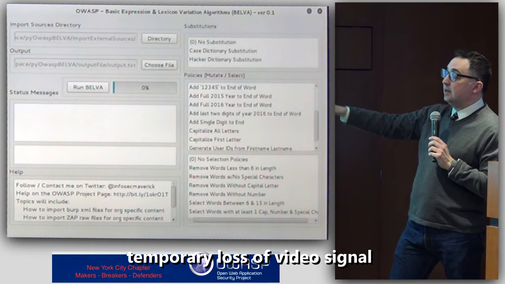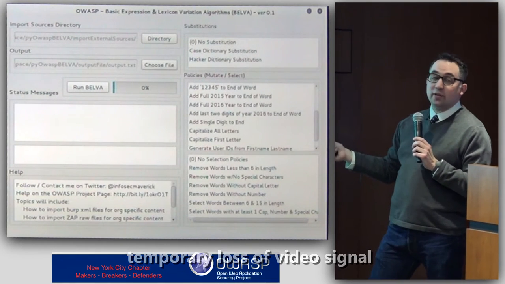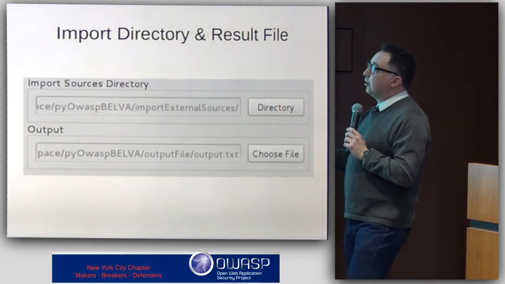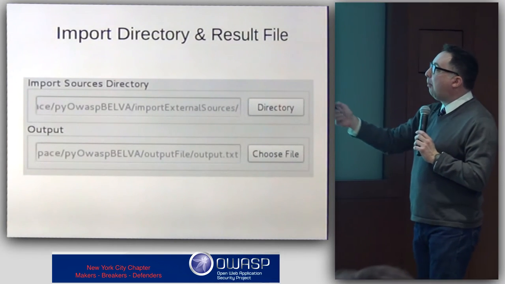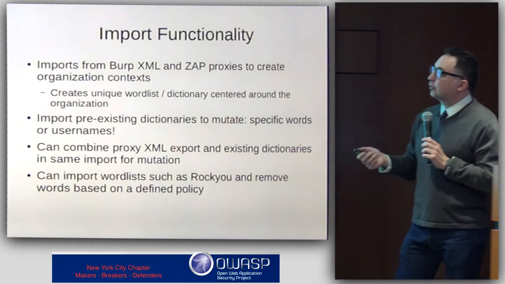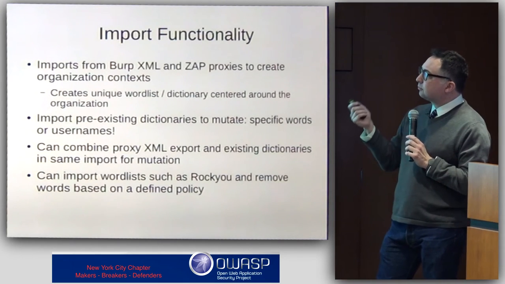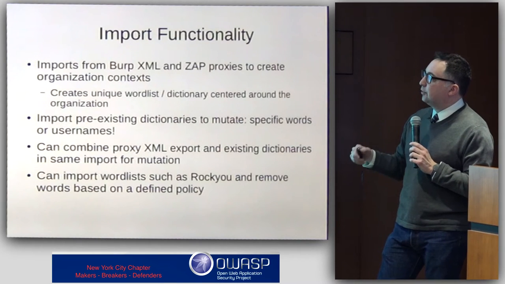Remove words that maybe won't fit the organization's policy that you're looking for. So from the import, this is basically what the import looks like. All right, it imports from Burp through the XML, through ZAP, from ZAP, creates unique word lists, as I mentioned.